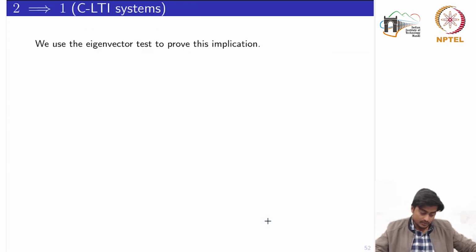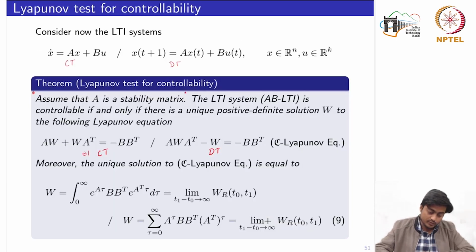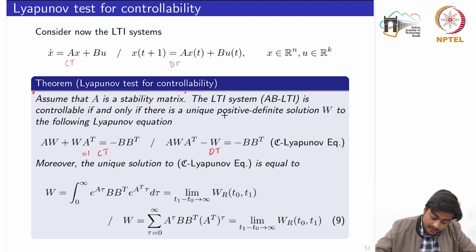So we shall see the proof. Here the first statement is basically that the system is controllable, and the second statement is that W is a solution to this equation which is unique and positive definite. We'll show the proof for the continuous time. For the discrete time systems it can be proved in a similar way.